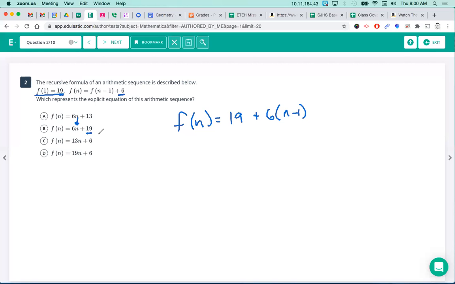So B is what the correct answer should be, because that's the only one where we have 19 by itself as our initial term. And then you're multiplying 6 times the number of terms that you're going to be moving forward. But that 6n should be an n minus 1. When we have a question like this on the test, I'm going to make sure that it does show the n minus 1. But B is the correct answer for this one.